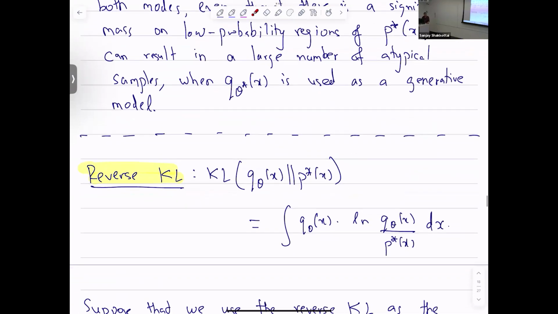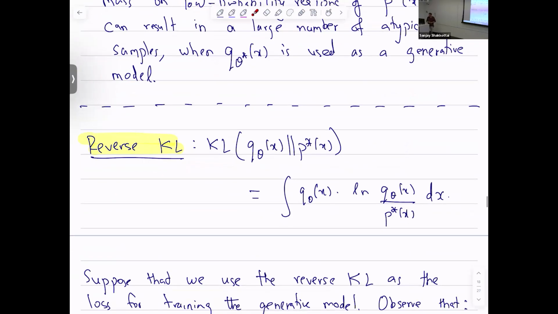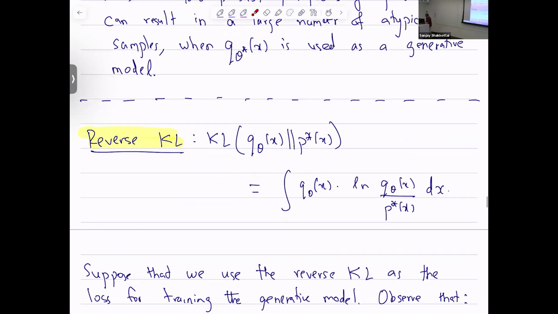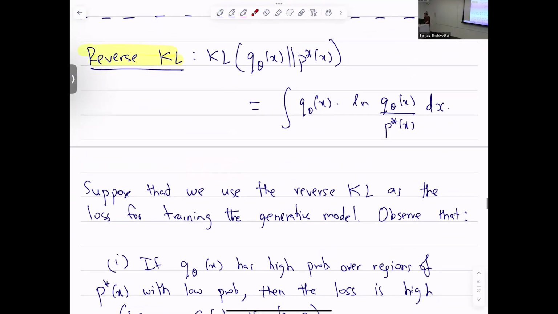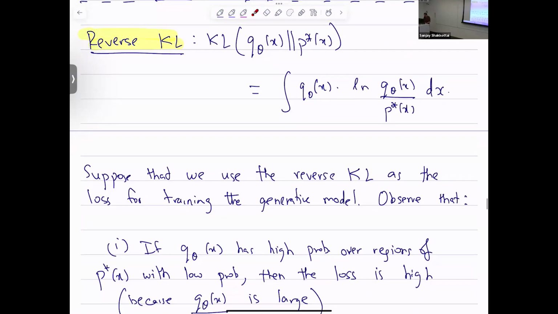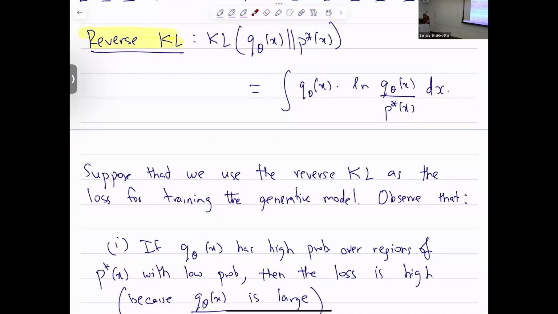Okay, now let's go to reverse KL. Let's look at Q theta and P star. All we have done, corresponding to the previous one, is flip these two. So it's Q log Q by P. So let's see what happens here. Now, if Q is high over regions where P star, okay, now let's look at it. Here's P star. Wherever P star is low, this thing is large. So Q needs to make sure it nulls out those places.